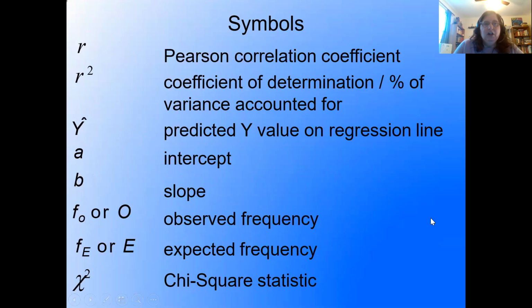Okay. R, Pearson correlation coefficient. R squared, coefficient of determination or percent of variance accounted for. That hat's a little off center. The hat should be right over the Y. Y hat is predicted Y value on the regression line. A is the intercept, B is the slope. F of O or O is the observed frequency, F of E or E is the expected frequency, and this funny X squared is our chi-square statistic.